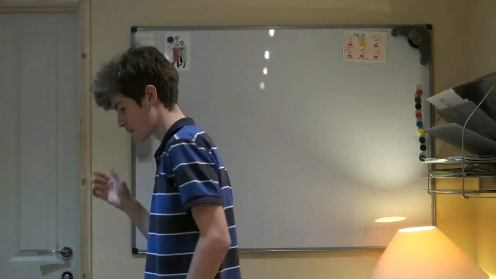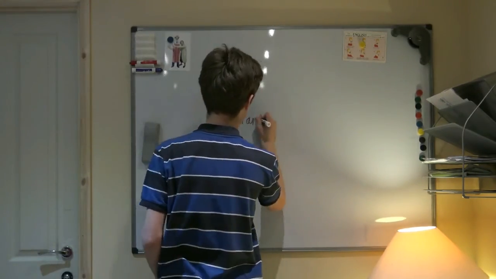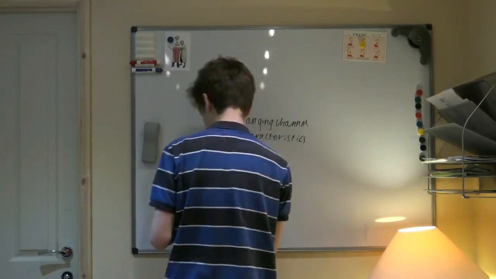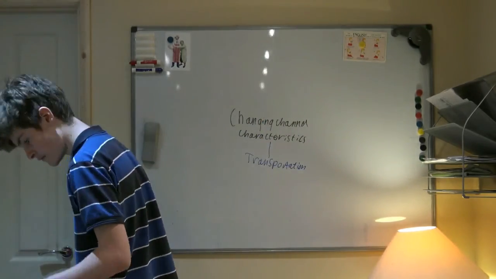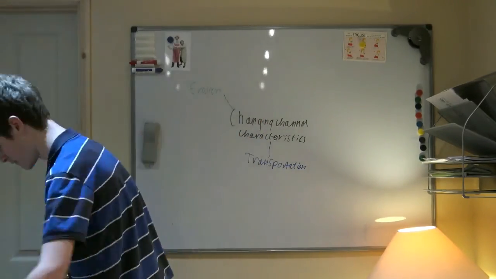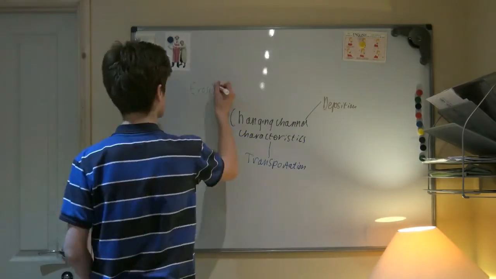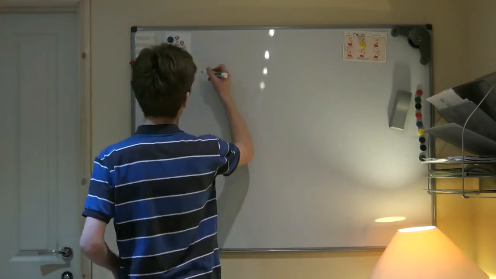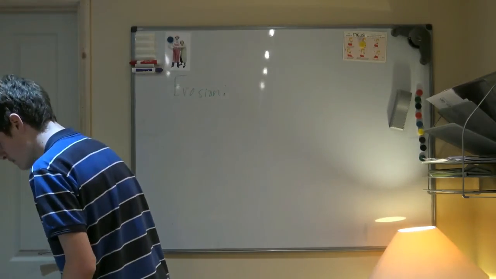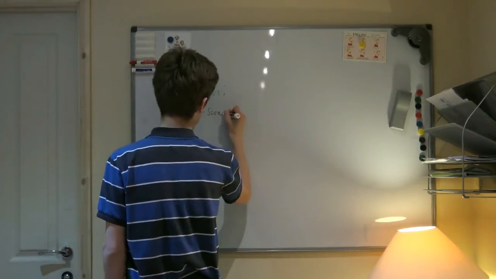Rivers tend to have many changing channel characteristics. However, first we must be aware of the river processes that can be divided into three groups: erosion, transportation, and deposition. There are 5 types of erosion you need to know of. Abrasion or corrasion, which is the scraping, scouring and rubbing action of bedload, wearing away the banks and bed.